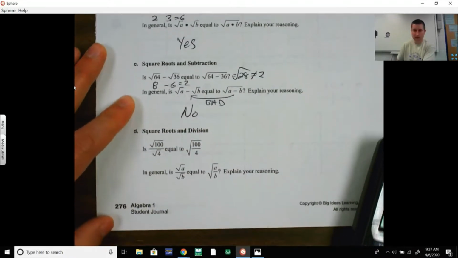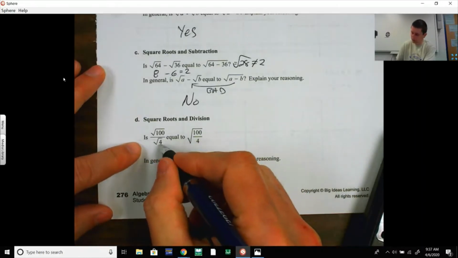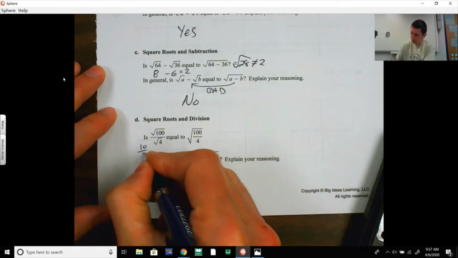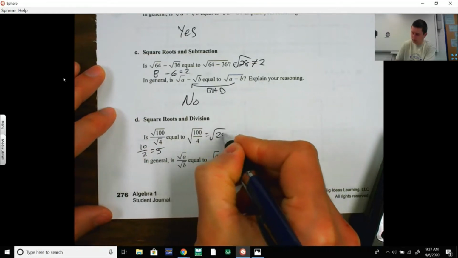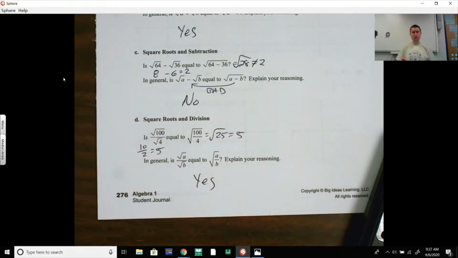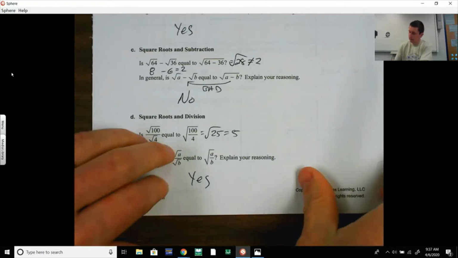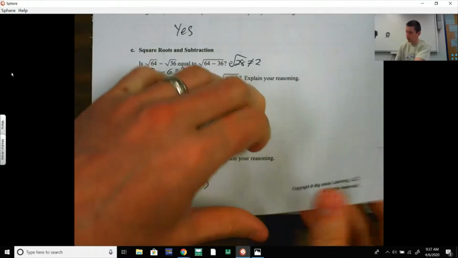Division, on the other hand, does work. Square root of 100 over square root of 4, so that would be 10 over 2, which is 5. Well, 100 over 4 is 25, the square root of 25, which is 5. So yes, this does work. So multiplication, division, you can split that square root up. That house can move around. Addition, subtraction, it cannot. That's the main thing I want you to do today: be able to understand when you can split it up and when you can't.